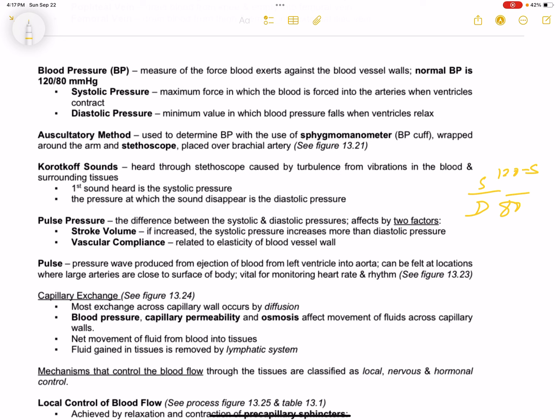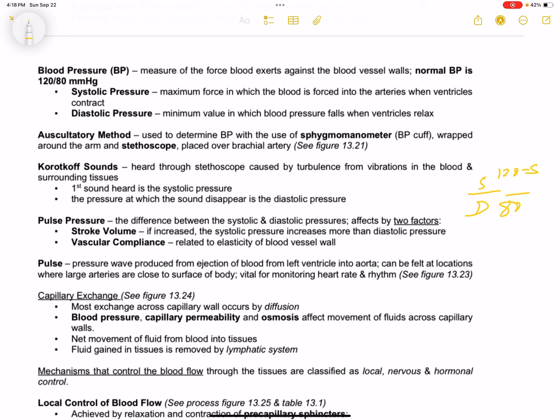Okay? So, this is my explanation. The pressure at which the sound disappears, the sound is gone. Usually, you can already see it on your sphygmomanometer. Okay, it fluctuates. So, remember, Korotkoff sounds are first heard during our taking of blood pressure. So, the first sound heard is the systolic pressure. The pressure at which the sound disappears is the diastolic pressure.